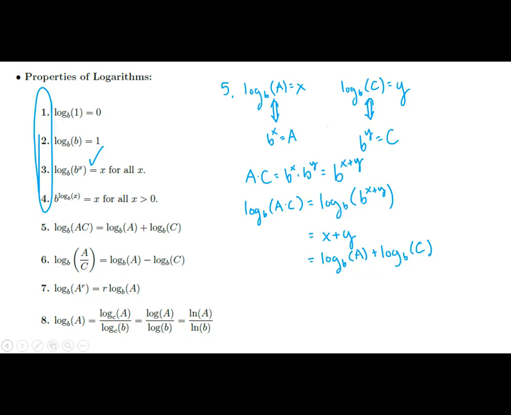But then number 7, let's take a look at that one. So number 7 is saying that if you take the log base b of something raised to a power, then what you can do is just take that power outside, multiply by the logarithm of just that original base. All right, so this one, again, let's do a little proof for this. So what we'll do is kind of similar to the last one. Let's go ahead and let the log base b of a be equal to x.